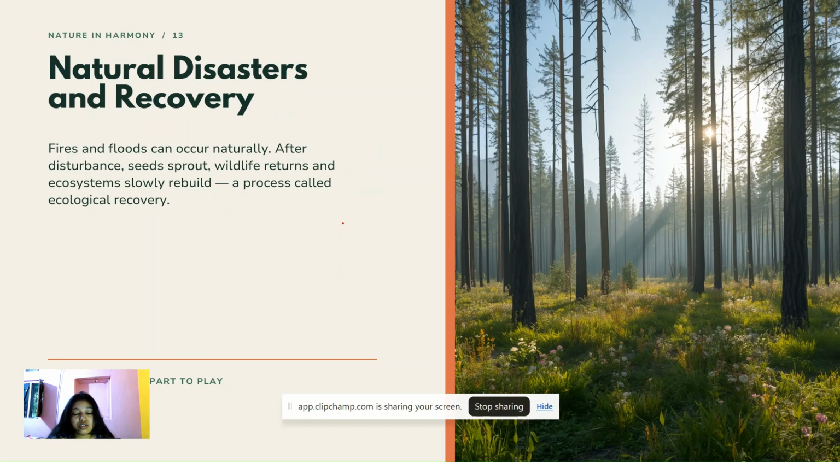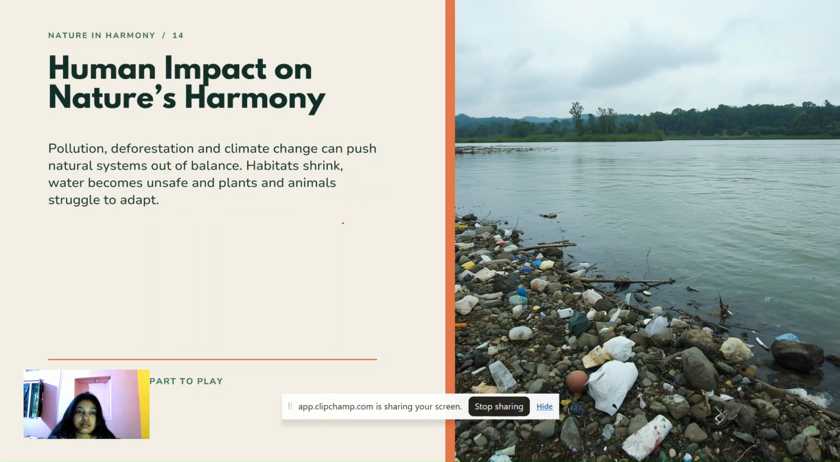Why is it called ecological recovery? Because in fires and floods or cyclones, various things are destroyed. But after some time, they regain again, they slowly rebuild. So it is called ecological recovery.